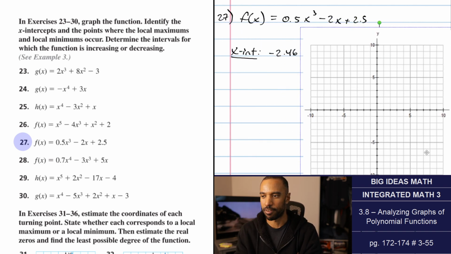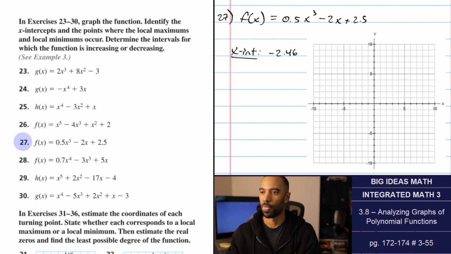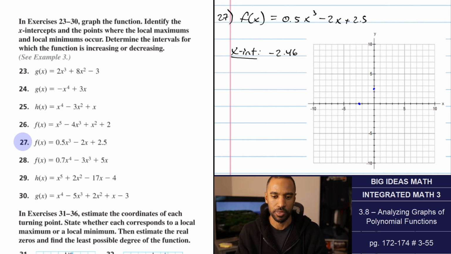They don't ask us to identify it, but I do want to plot it. I do want it to be a part of my graph. So 2.5 is here. Negative 2.46 is pretty much negative 2.5 on x right there. So we have an x-intercept, we have that. We need now this local max and this local min. So let's go for the local max, somewhere between, I don't know, negative 3 and 0. And that guy at top is negative 1.15, comma 4.40.